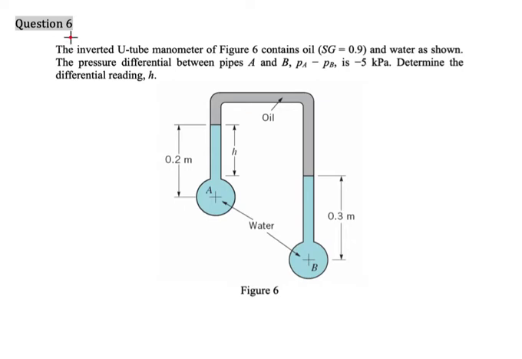This is question 6. The inverted U-tube manometer of figure 6 contains oil (SG 0.9) and water as shown. The pressure difference between pipe A and B is negative 5 kilopascal. Determine the differential reading H here. So the H here is actually the distance from this surface to this surface.